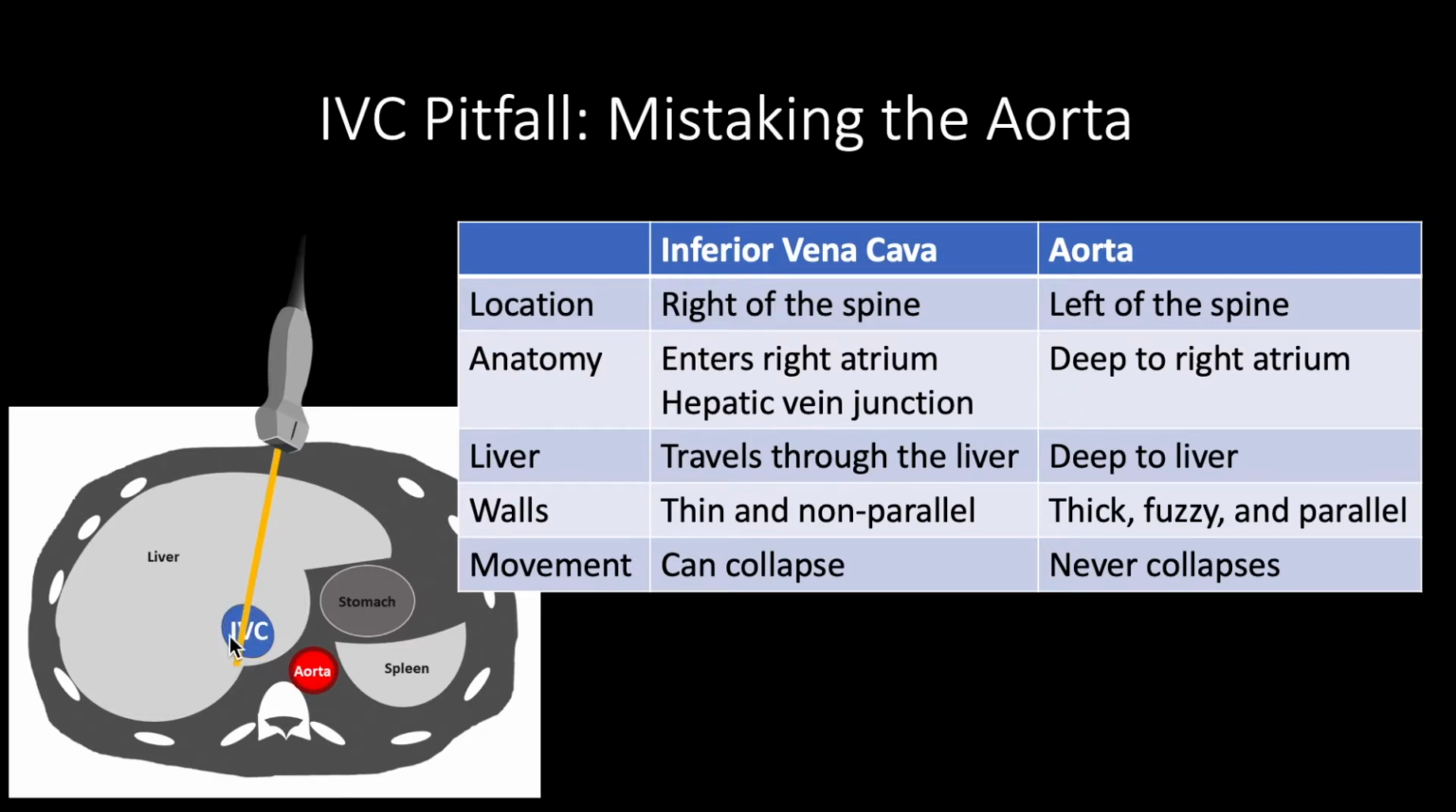Remember, the IVC travels through the liver. The aorta is deep to it, and we can see that on ultrasound. The walls of the IVC are different. They're thin and non-parallel, whereas the aorta is often thick, fuzzy, and parallel. And finally, the IVC can collapse. The aorta shouldn't unless your blood pressure is 0.